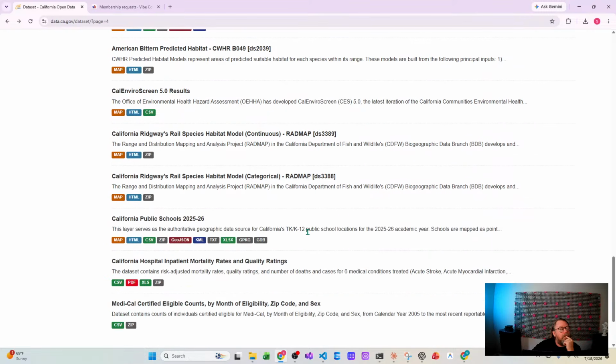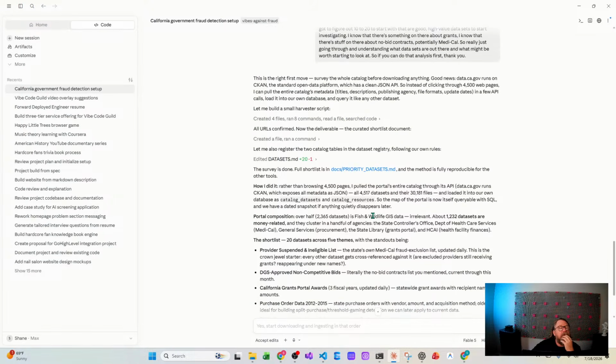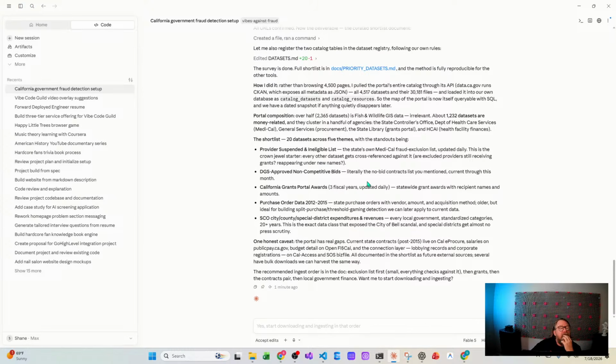Let's see if any of these guys are done. All right, Claude's got back to me. So it pulled the entire catalog, loaded into our database. Interesting. Over half of the data is fish and wildlife GIS data. It's ridiculous, and it marked that as irrelevant. I think I want to create a separate database for the fish and wildlife stuff.